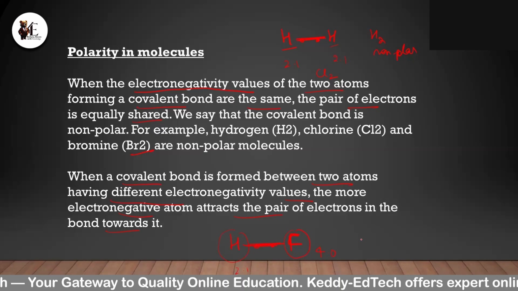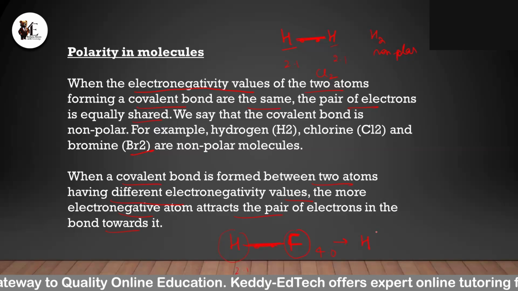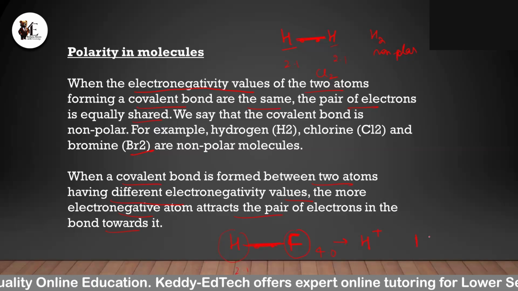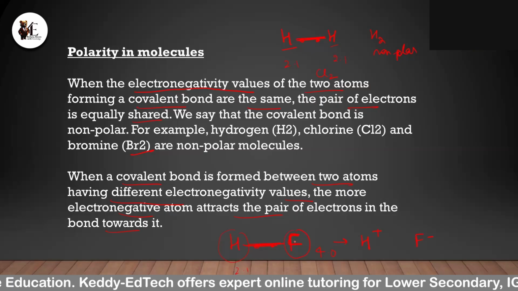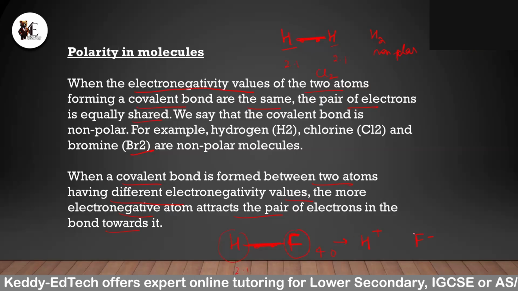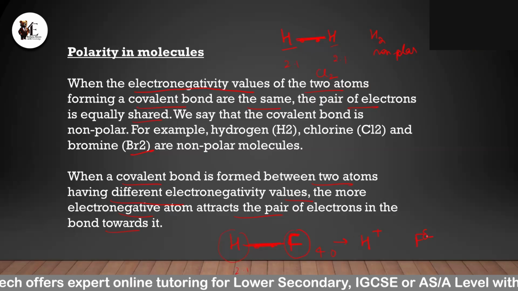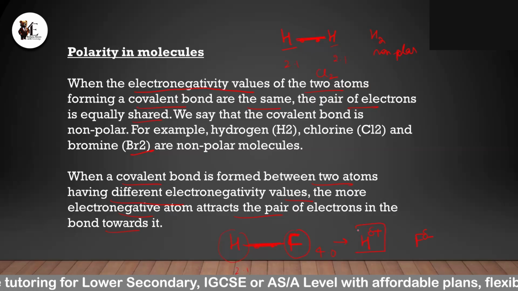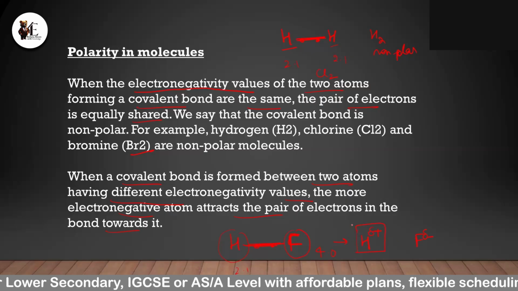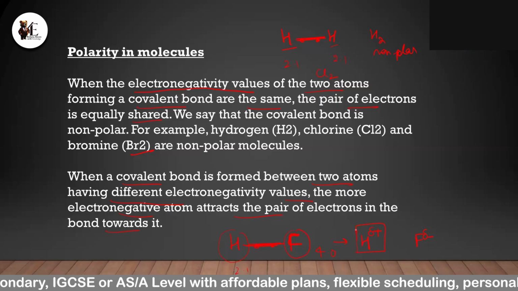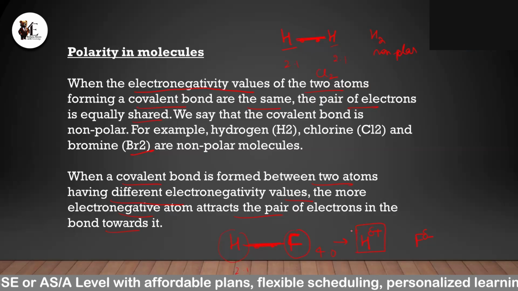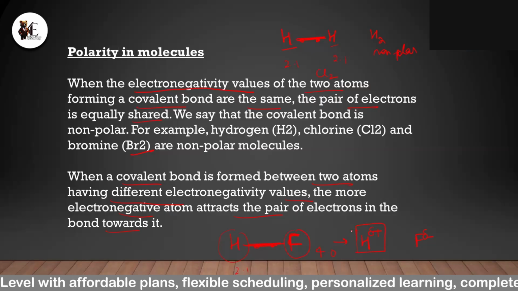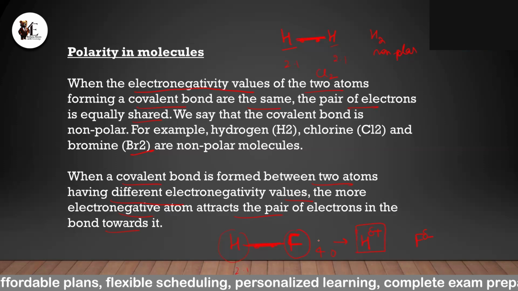The tendency to attract the shared pair of electrons towards itself is higher for fluorine. So we have poles developed in this: H positive and F negative. Since fluorine is attracting electrons, it is becoming fluorine partial negative. This symbol is of partial. And hydrogen is becoming partial positive because electrons are moving away from hydrogen, but not completely losing them. Otherwise, they would form an ionic bond.